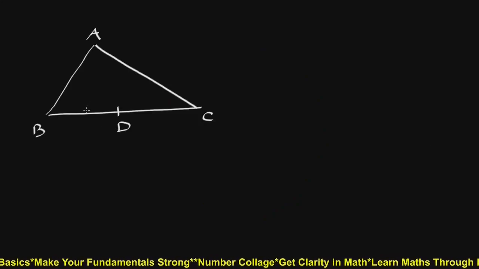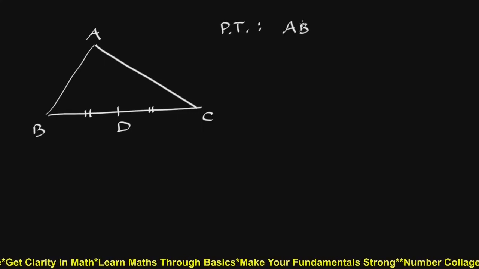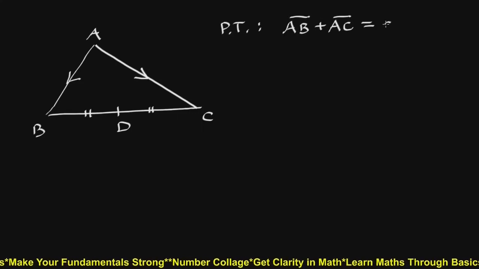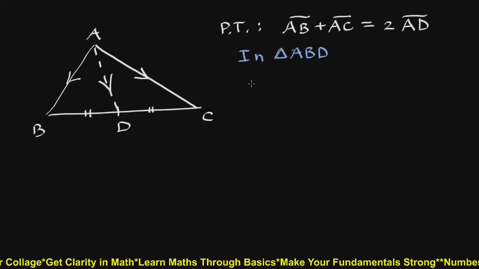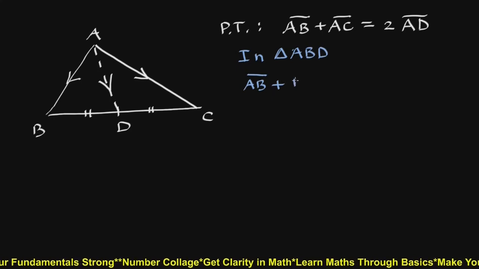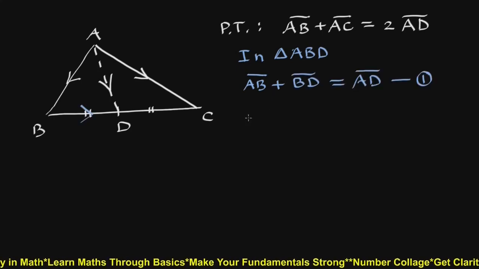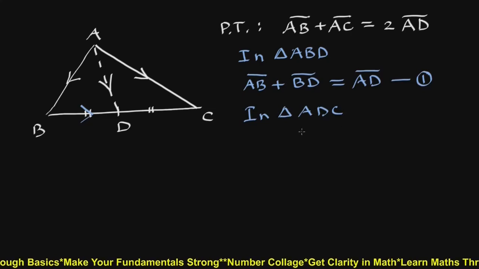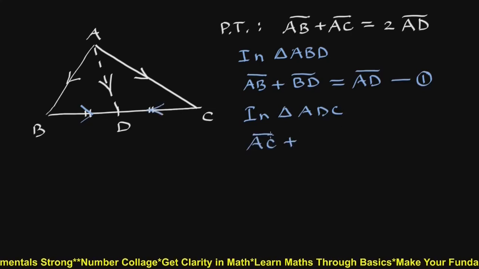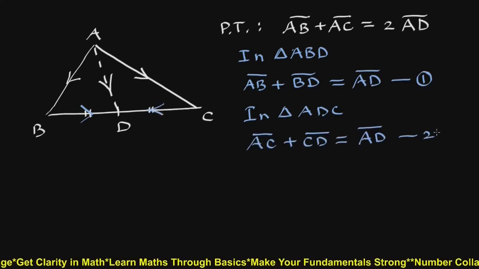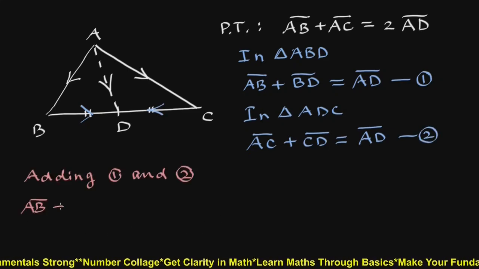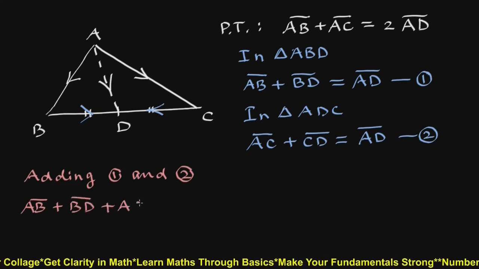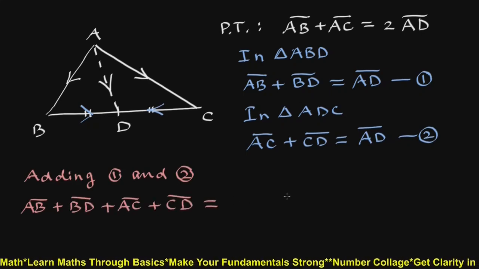In triangle ABC, D is the midpoint of side BC. We have to prove that AB bar plus AC bar is equal to 2AD bar. From the figure, we have in triangle ABD, by triangle law, AB bar plus BD bar equals AD bar. Name this one. In triangle ADC, again by triangle law, AC bar plus CD bar equals AD bar. Name this two. Now by adding 1 and 2 we get AB bar plus BD bar plus AC bar plus CD bar equals 2AD bar.